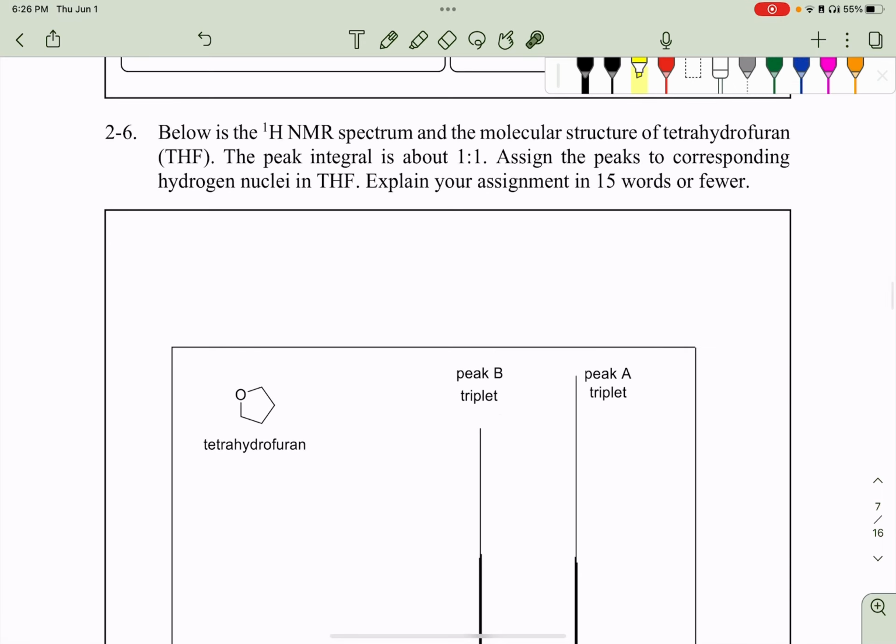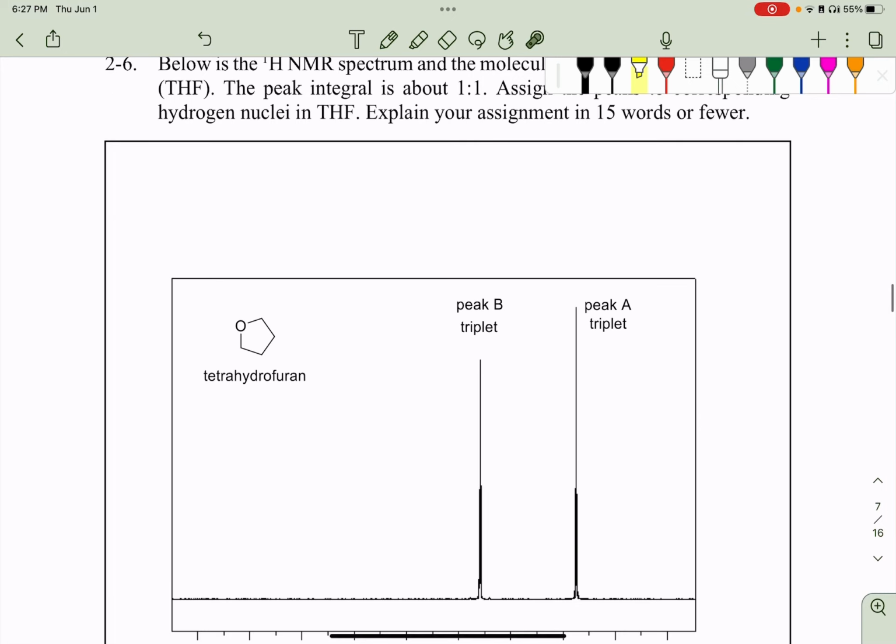2 to 6. Below is the proton NMR spectrum and the molecular structure of THF, tetrahydrofuran. The peak integral is about 1 to 1. Assign the peaks to the corresponding hydrogen nuclei in THF. Explain your assignment in 15 words or less.